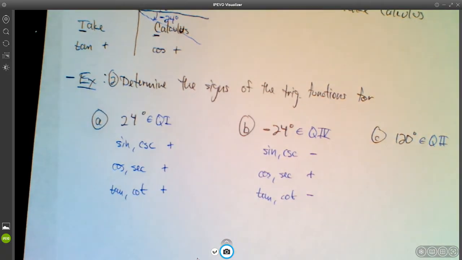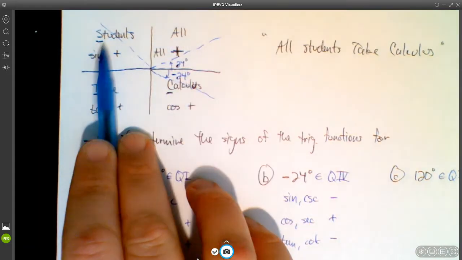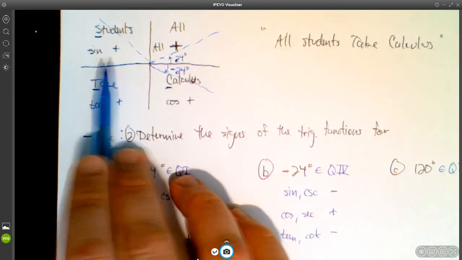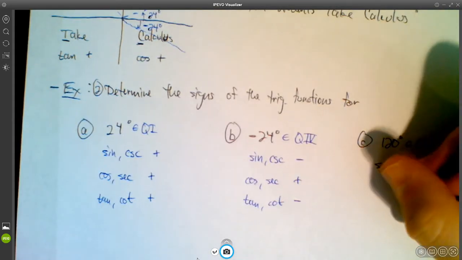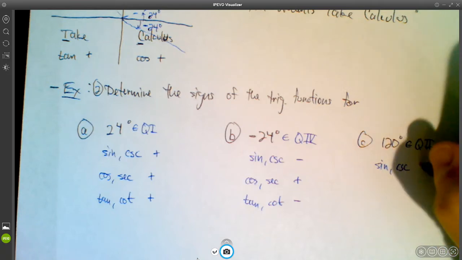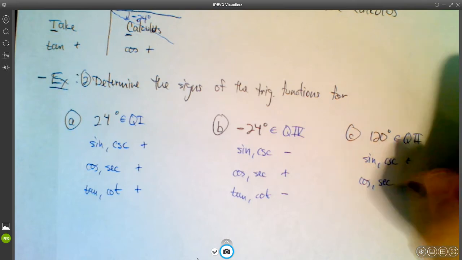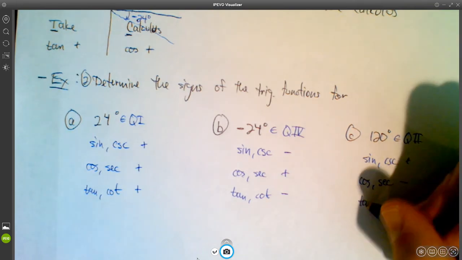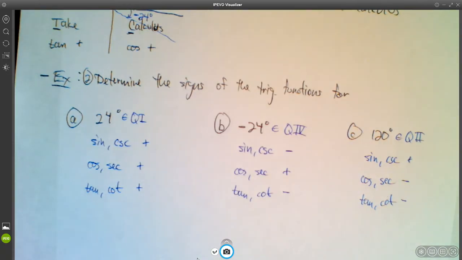So what trig functions are positive in quadrant 2? Well, all students take calculus, so sine is positive in quadrant 2, right? Sine and therefore cosecant as well. So sine and cosecant are going to be positive. Everything else is negative, right? Cosine and secant and tangent and cotangent are negative. Okay? So that's that. Let's look at a different kind of problem.